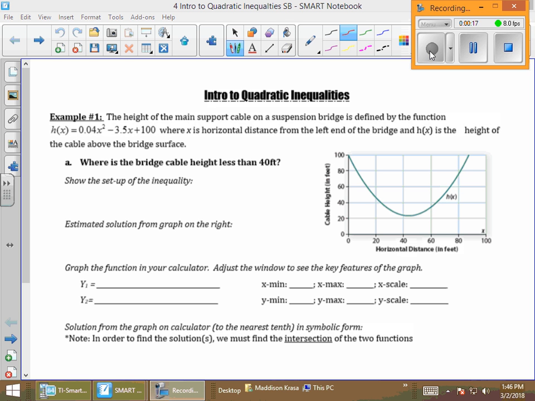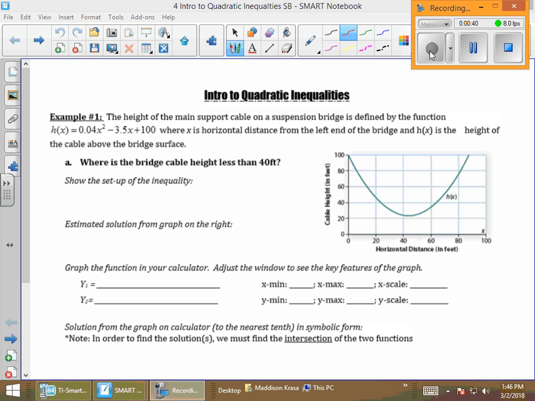We have the height of the main support cable on a suspension bridge is defined by the function. Okay, so we have the function where x is the horizontal distance. So we're not talking time here. We're talking horizontal distance. We know that happens sometimes. That's in feet. And then we have our height, which is also in feet of the cable. Part A says, where is the bridge cable height less than 40 feet?